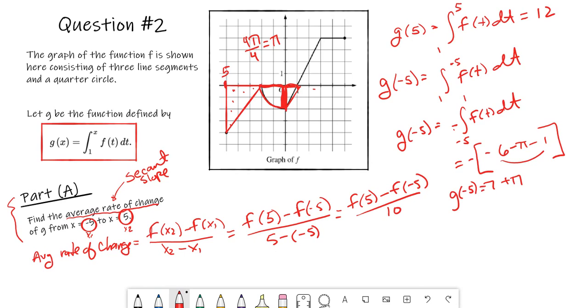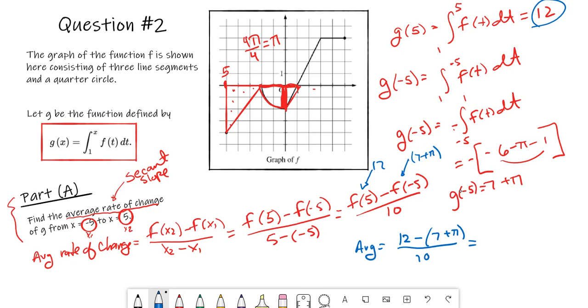So we can plug these into the formulas here. G of -5 is going to be replaced with 7 plus pi. G of 5 is going to be replaced with 12. So we get that the average rate of change is 12 minus (7 plus pi) over 10. 12 minus 7 gives us 5 minus pi over 10, and that is your answer.